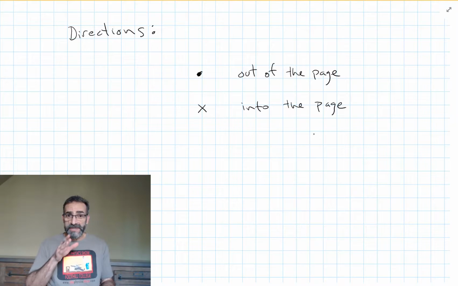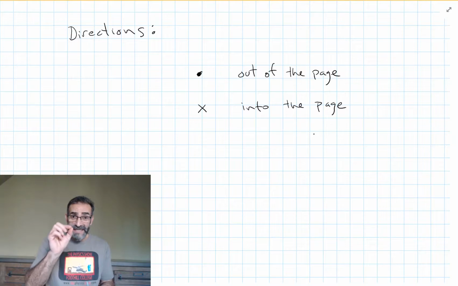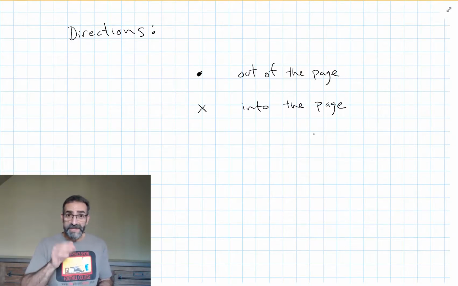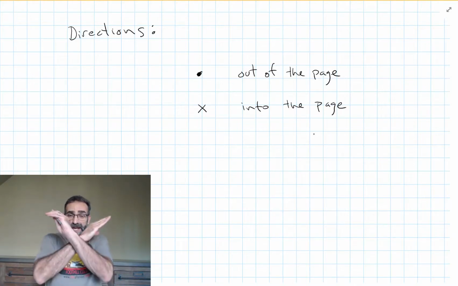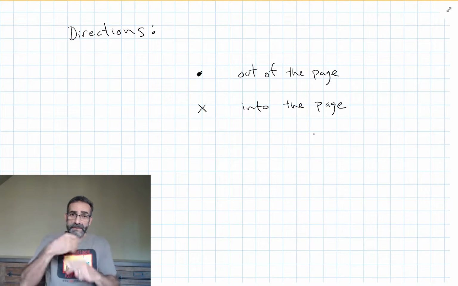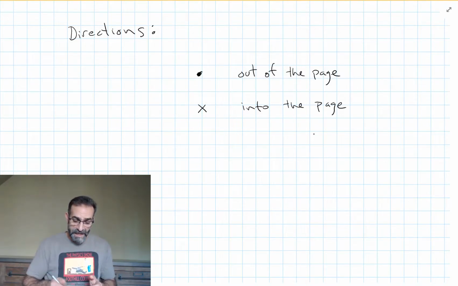If somebody shoots an arrow from a bow and arrow toward you, what do you see? You just see a dot. You see the tip of the arrow coming toward you. But if they shoot it away from you, what do you see? You see the crosshairs on the back of the arrow as it moves away from you, the feathers on the back of the arrow, and it makes that little X. And so that's the way to remember. Is this coming toward you or going away from you, out of the page or into the page?